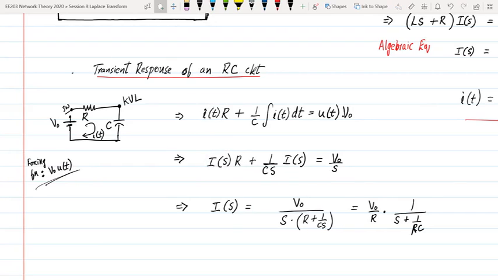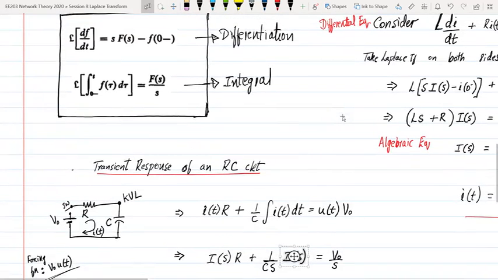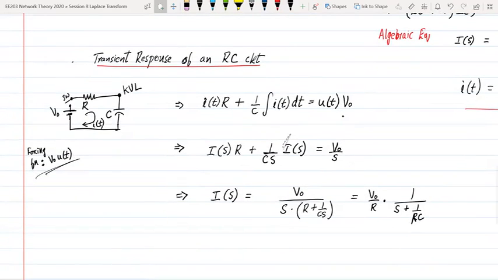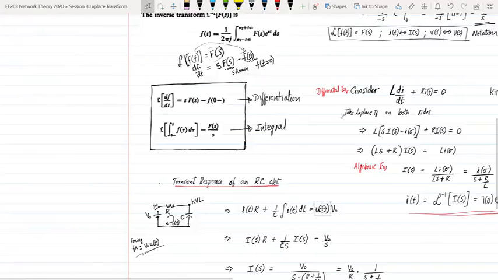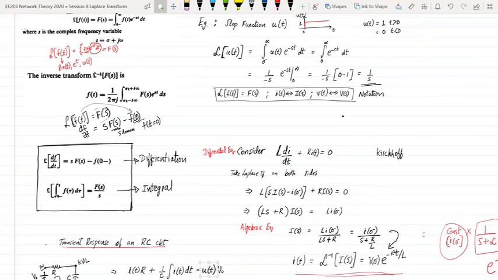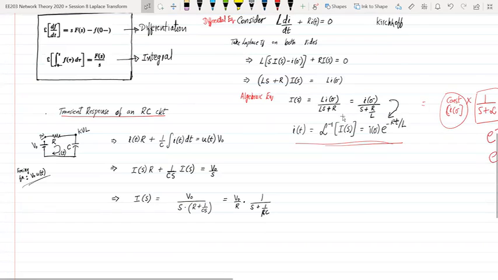That's all. Now, in the other case, when I have integral I of t, so here I have I of s, and what was the formula? Integral of f of t is f of s divided by s. So I have I of s divided by s, and 1 over c is a constant, so it's just sitting out there. And then u of t, what was the Laplace transform of u of t? We said it was 1 over s, right? Where did we solve that? Up here. So we said the Laplace transform of u of t is equal to 1 over s. So on the right side, which is the forcing function, V0 into u of t became V0 over s in the Laplace domain.